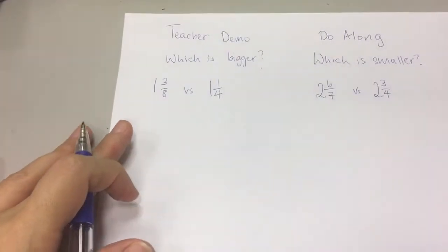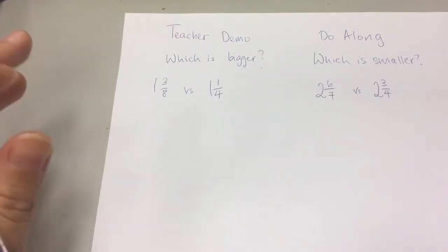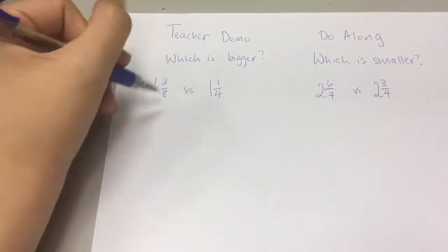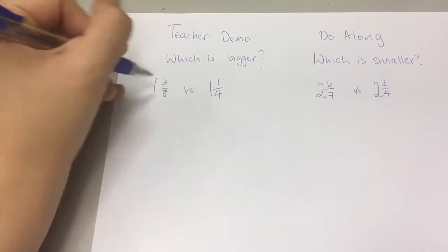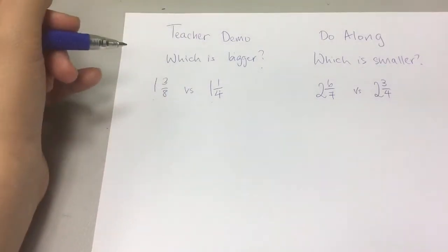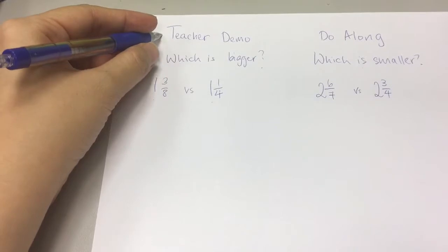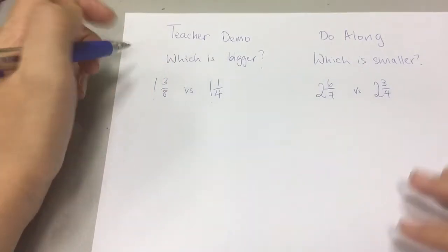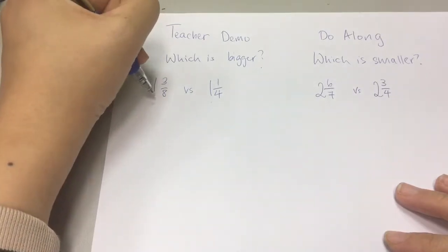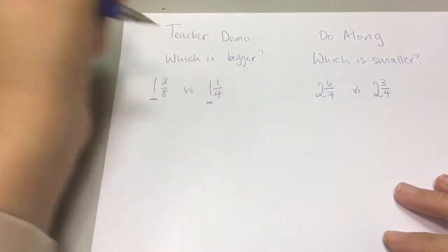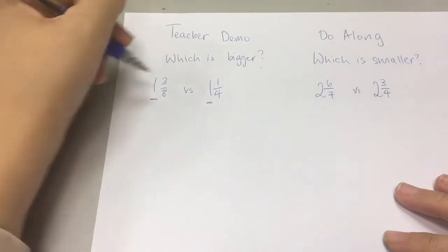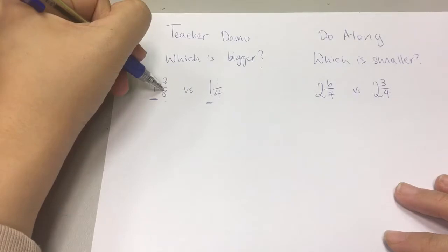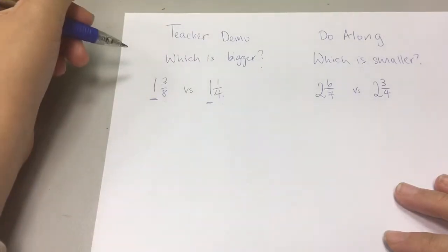Hello boys and girls, now we will be comparing which mixed number is bigger. In this case, we can see that the two whole numbers are the same. This is a teacher demo, so just watch the lesson. Now, in this case, since the whole number is the same, we can ignore the whole number and focus on the fraction. So the question is 3 out of 8 versus 1/4, which is bigger?